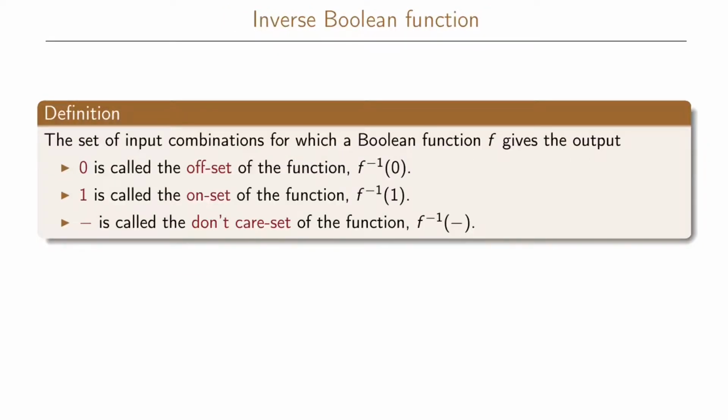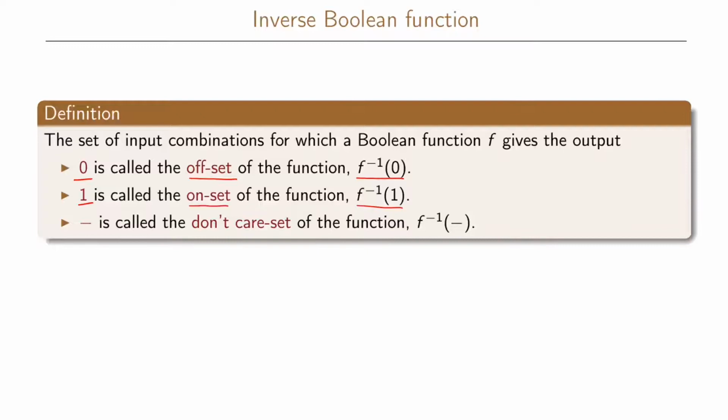We're also going to define the inverse of a Boolean function. So the set of input combinations for which a Boolean function f gives the output 0 is going to be called the offset of the function, and we're going to denote this by f inverse of 0. And the set of input combinations where it gives the output 1, we're going to call the onset of the function. And we'll denote this by f inverse of 1.